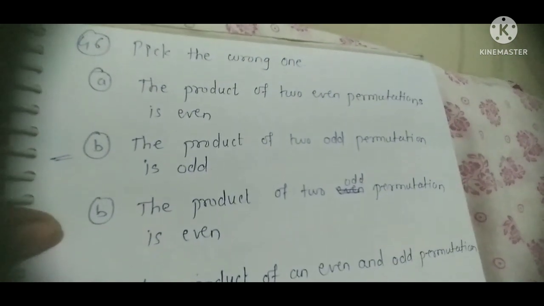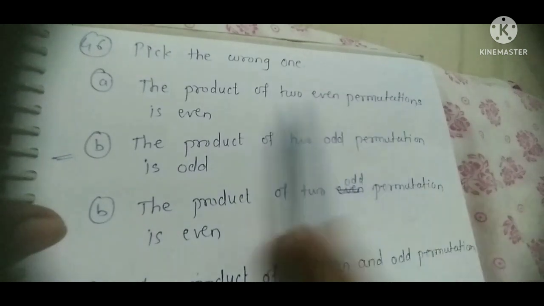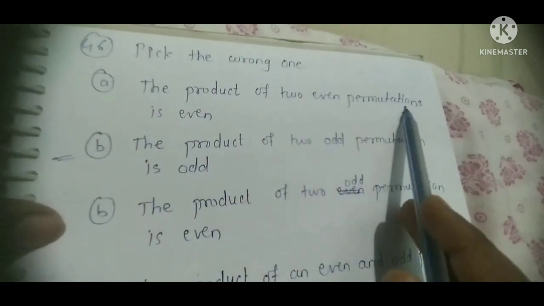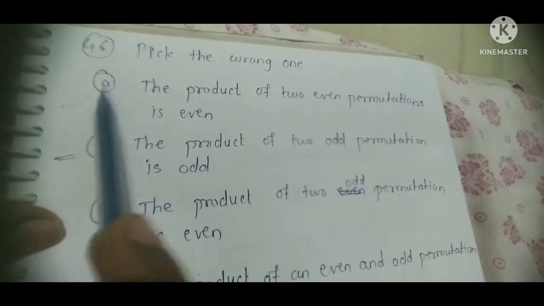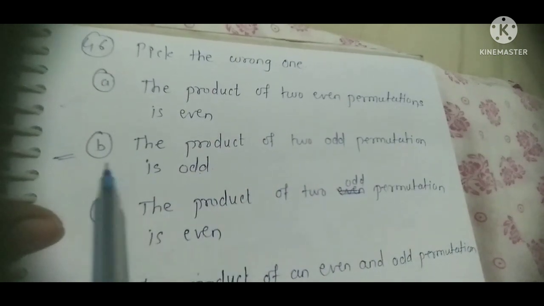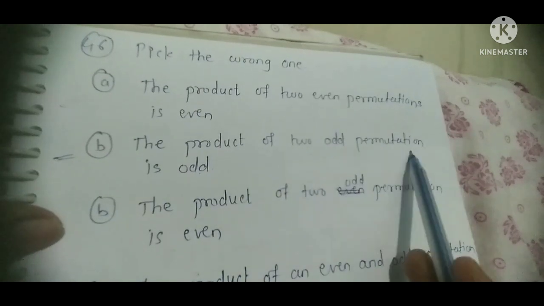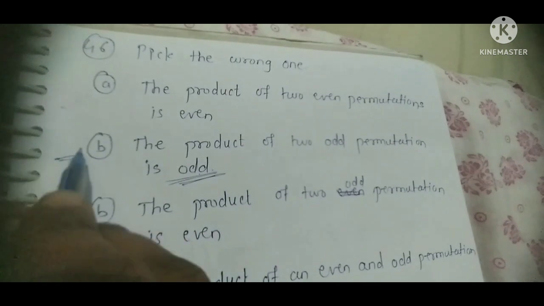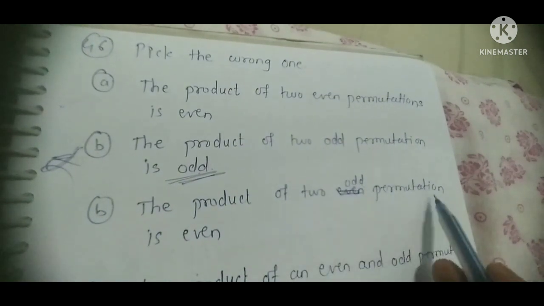Next MCQ: pick the wrong one. The product of two even permutations is even. Yes, this is correct. The product of two odd permutations is odd. The true statement is that the product of two odd permutations is an even permutation, not an odd permutation. So the wrong one is this.